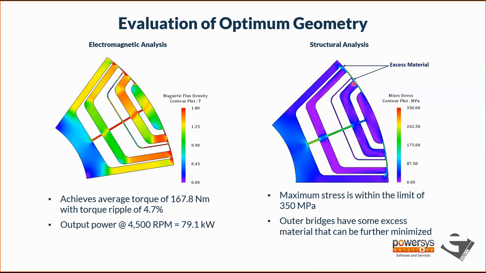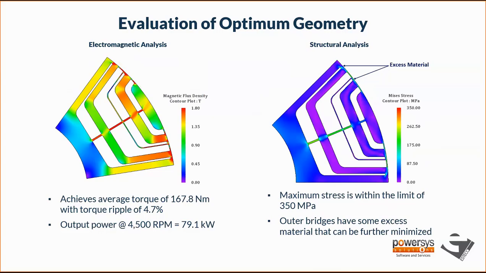But we did notice that there are some portions of the outer bridges where there's still some excess material, meaning that we can remove that and still survive within the stress limit. Now, as I mentioned before, these bridges need to be as thin as possible to improve electromagnetic performance. Otherwise, there's a leakage path for the flux.